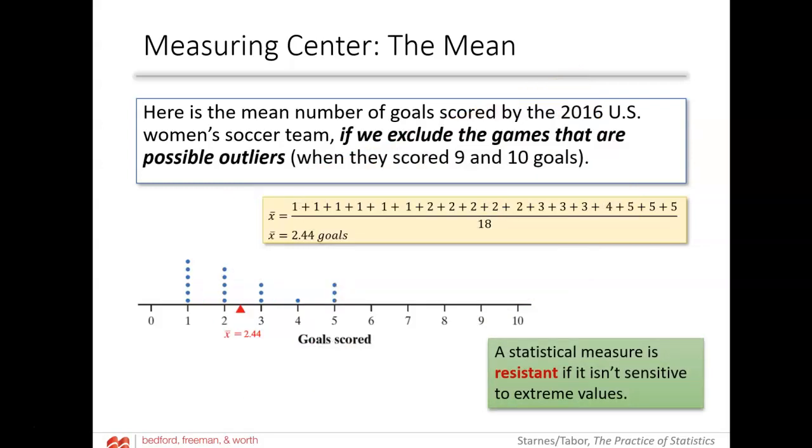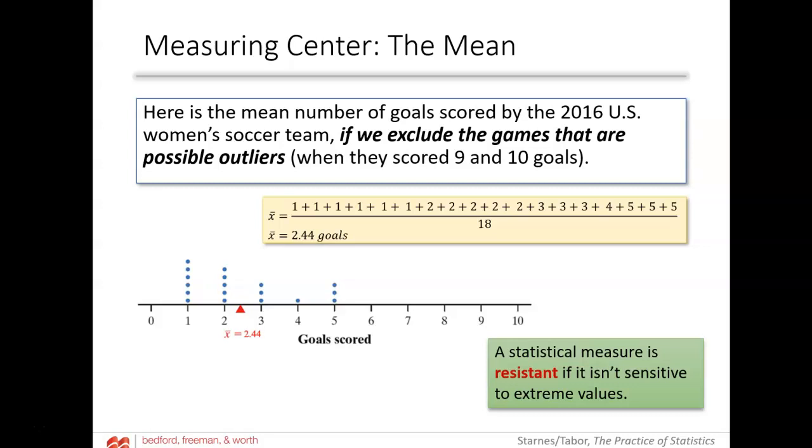So if we exclude those 2 games, that means we only work with the first 18 pieces of data from that list once it's in order. And then we find that our mean is 2.44, which is a lot closer to that median value, which still is going to be 2 in this data set. So you'll notice that mean got pulled to the right because of the skewed right distribution and because we had those outliers out on the right.